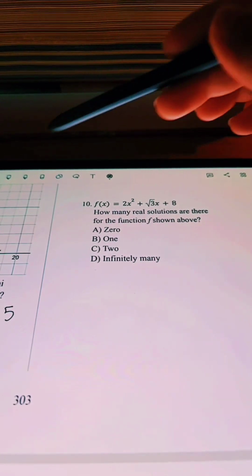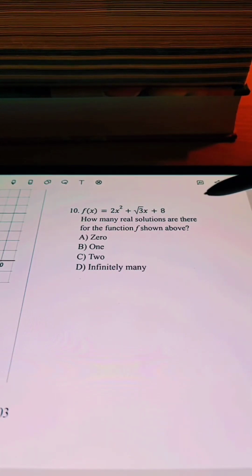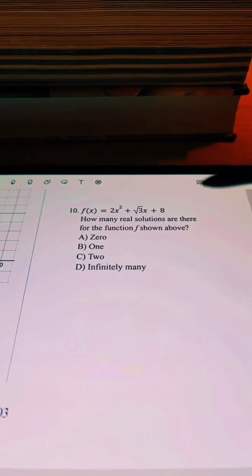Let's keep going to number 10. For number 10, we're finding how many real solutions there are for the function f shown above.